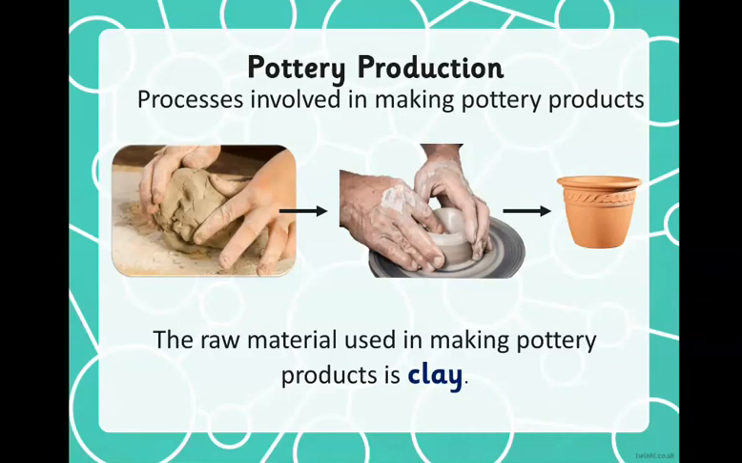Pottery production involves the following processes. The clay is mixed with water and then molded into any shape the artifact will take. Now the artifact is allowed to dry after being molded, and this forms a pottery product. The raw material used in making pottery products is clay.